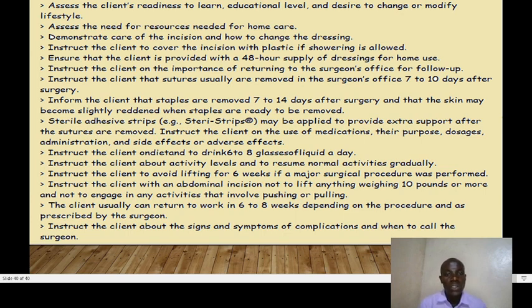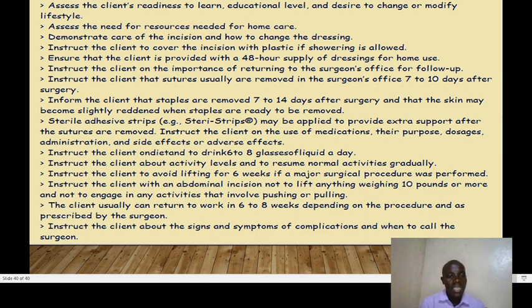Instruct the client that sutures usually are removed in the surgeon office and this should be within 7 to 10 days after surgery if they have demonstrated healing. Inform the client that staples are removed 7 to 14 days after surgery and that the skin may become slightly reddened when staples are removed or ready to be removed. You need to talk about the sterile adhesive strips, that is the steri strips. This one may be applied to provide extra support after the sutures are removed. You need to instruct the client on the use of medication, their purpose, dosages, administration, side effects, or adverse effects.